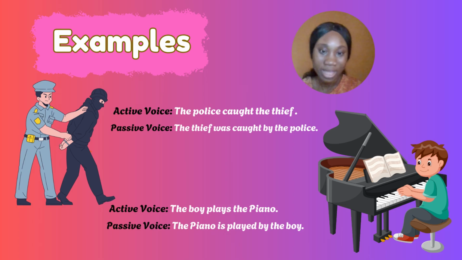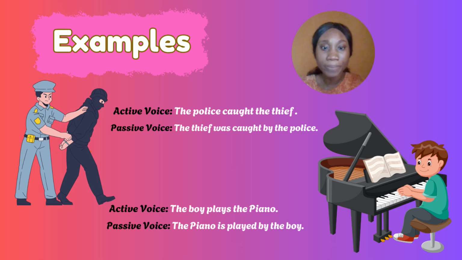Second example: the boy plays the piano. The boy plays the piano. Now, who is the subject of that action? Who is playing? The boy. That is active voice. You can see the boy is at the beginning of the sentence. Now, passive voice: you have to carry the boy and put the boy at the end. So it's as if you are switching. The subject and the object are switching.